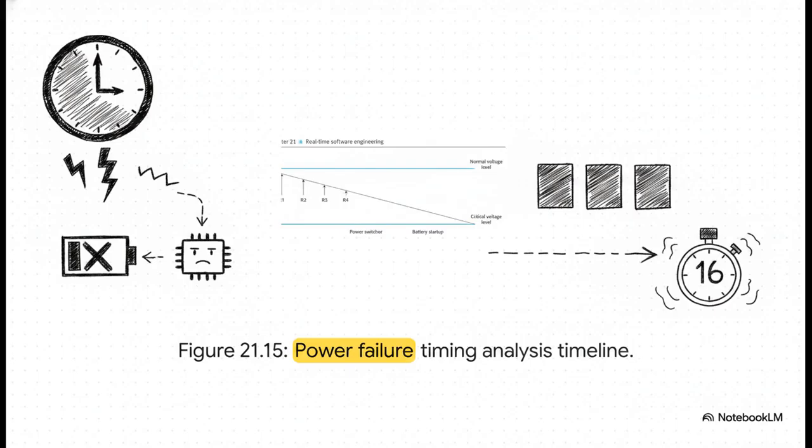That means the system sits there for almost a full 4 milliseconds until the next check, plus the 12 milliseconds it needs to confirm. That equals 16 milliseconds just to realize the power is actually gone.